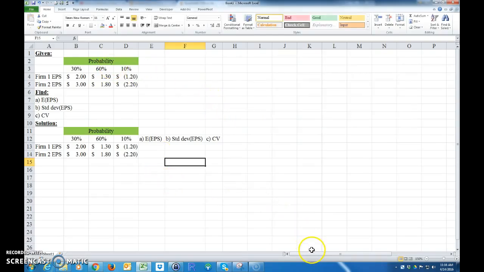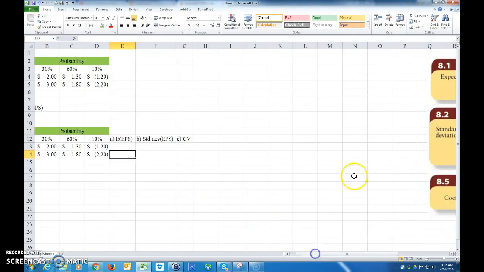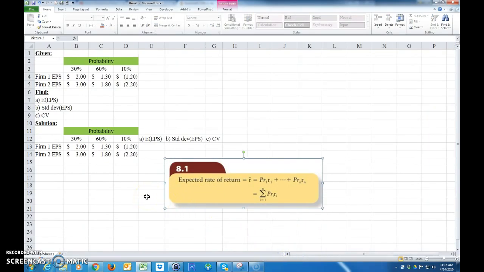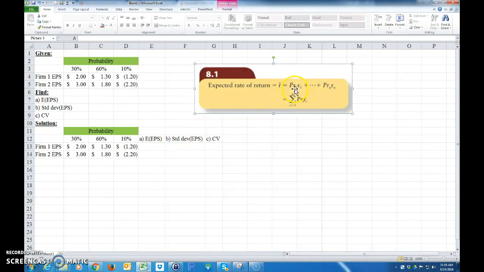All right. So now for the expected value of the earnings per share, we would use this formula right here. That happens to come out of the textbook in chapter 8. And instead of using R1, we'd say the probability of EPS1 times the EPS. So instead of R, you just say EPS. All you do is take the product of this times this, plus this times this, plus this times this, and you add them together. That's what the sum means, add them all together. So you take this probability times this earnings per share plus this times this.